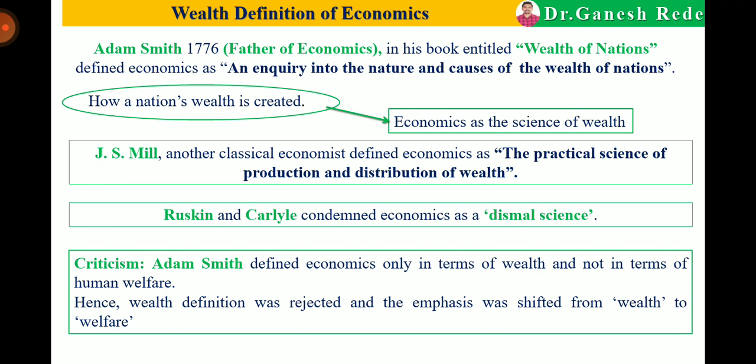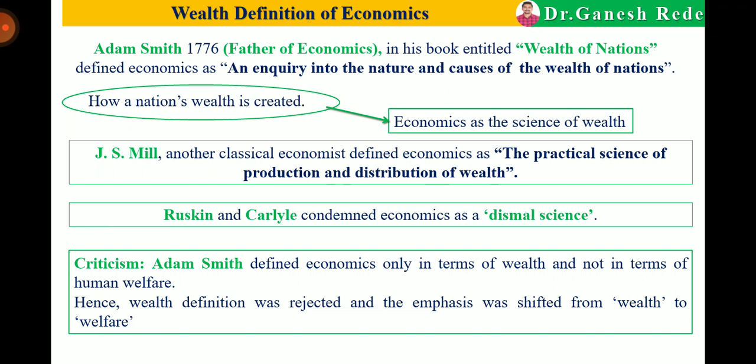Then there are some economists who said economics is a dismal science. Ruskin and Carlyle condemned economics as a dismal science. Most of the time the question is asked: who condemned economics as a dismal science? The correct answer is Ruskin and Carlyle, or Carlyle and Ruskin. They said economics is a dismal science.